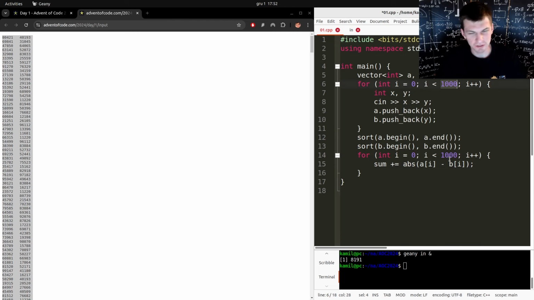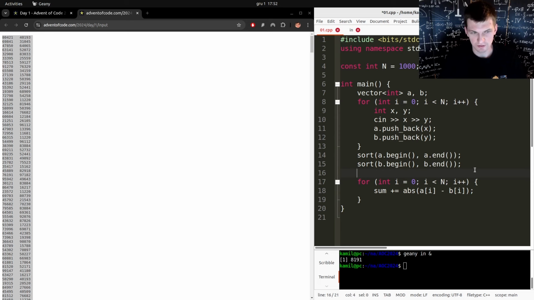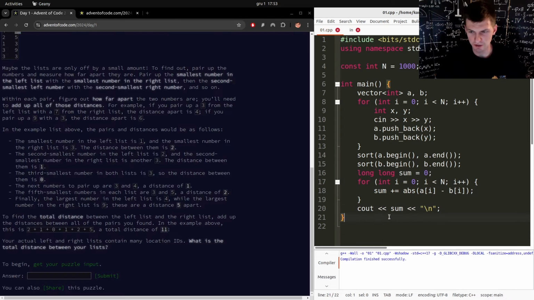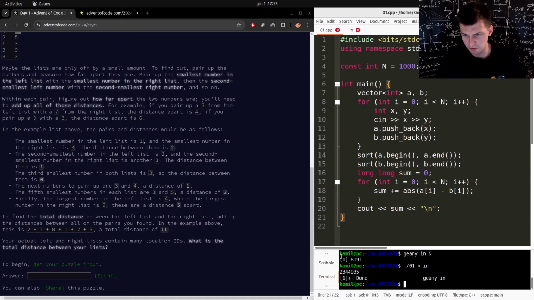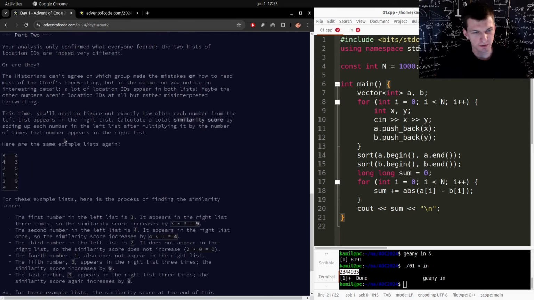It's not a good habit to leave a constant like that, so let's make a const 1000 obviously. I don't know if long is needed, but just in case, and print the sum. When the problems are more difficult and actually we need to figure out some algorithm, I will explain more. That's the right answer. Continue to part 2.